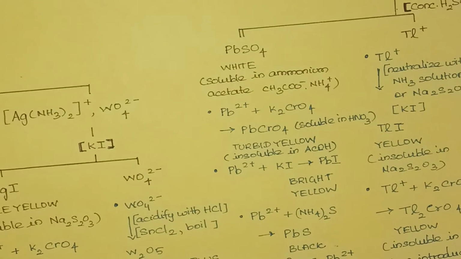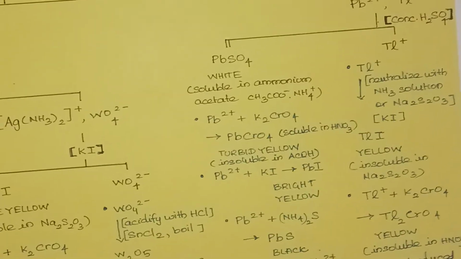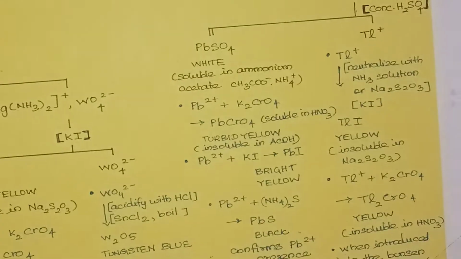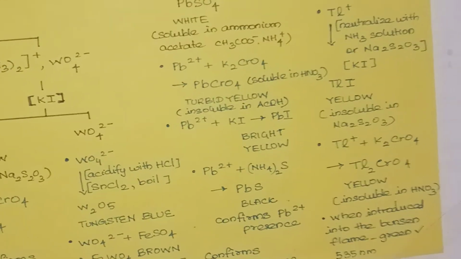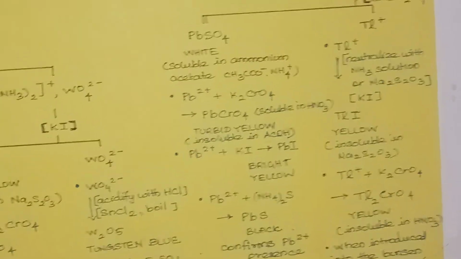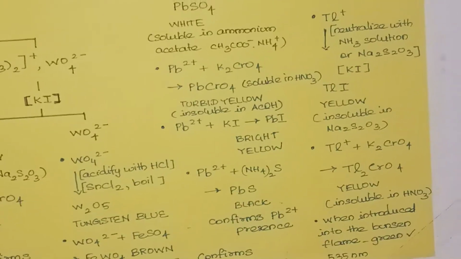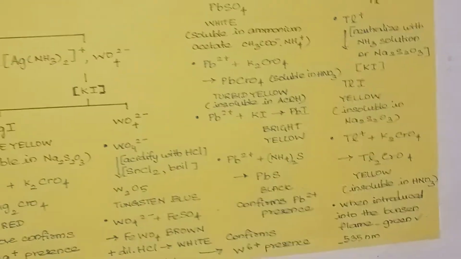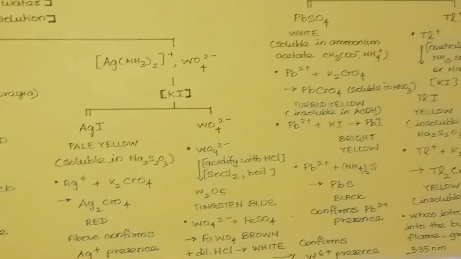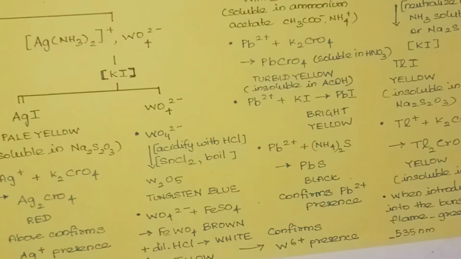One more thing you can do is the flame test. You know the flame test, right? You take the sample, add concentrated hydrochloric acid, make it as a paste, dip it in a platinum wire and introduce it in the Bunsen burner. You will get green color. For one more cation, green color appears, and that is barium.